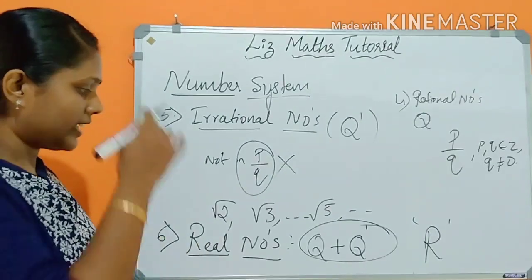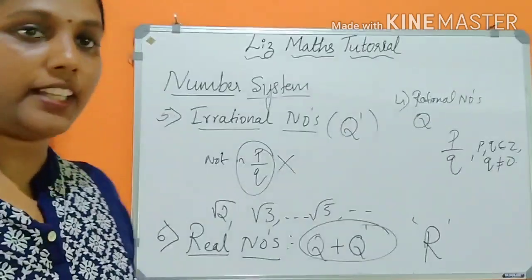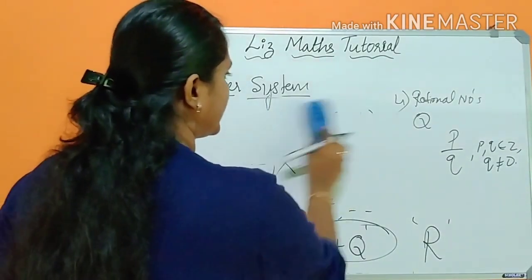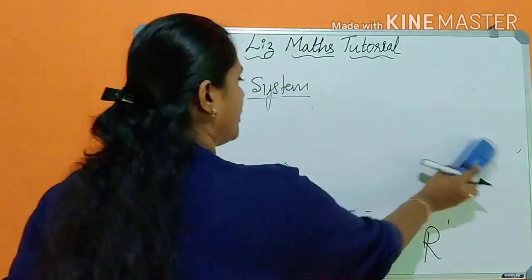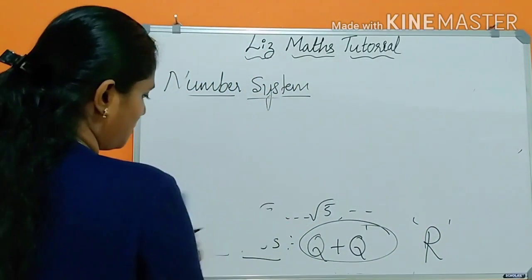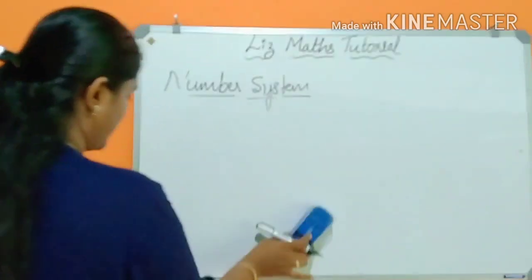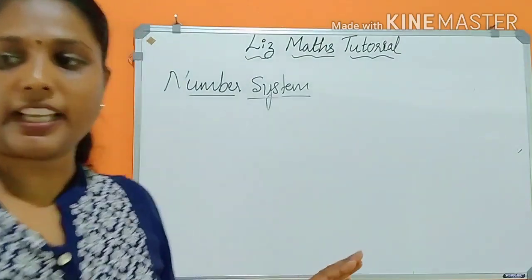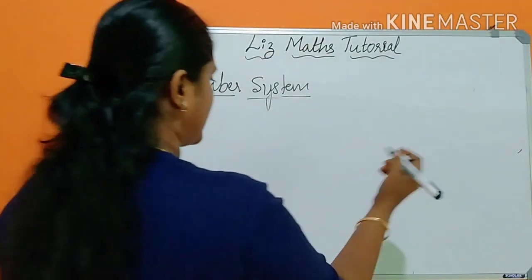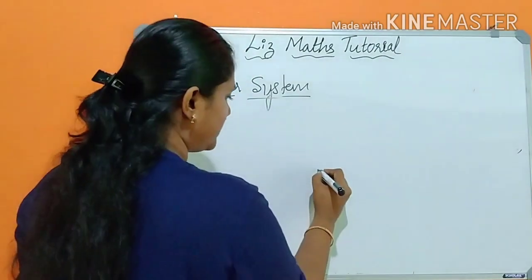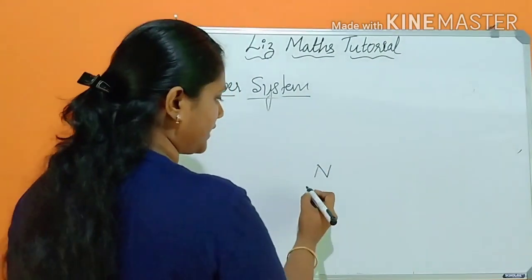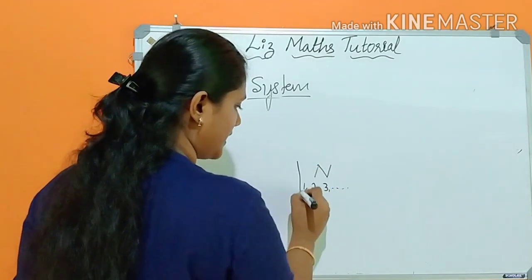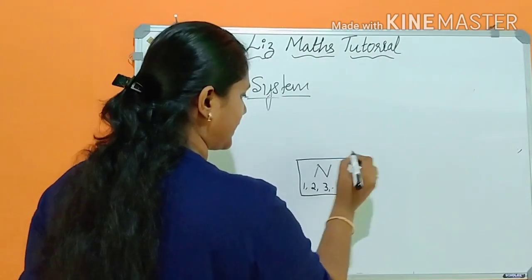Got it? Next I will show you one diagram to keep in your mind that represents the entire number system. I'll put the entire number system in one box. See, first what have we learned? We have learned natural numbers. Which are the natural numbers? That is nothing but 1, 2, 3, etc. This is natural numbers.